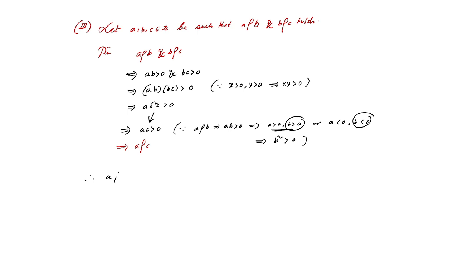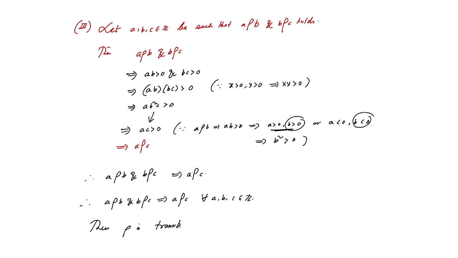So what we get here? A rho B and B is related to C, that implies A is related to C. So here A, B, C are arbitrary. Therefore A rho B and B rho C implies A rho C for all A, B, C belongs to Z. So thus we conclude that rho is transitive on the set of integers.